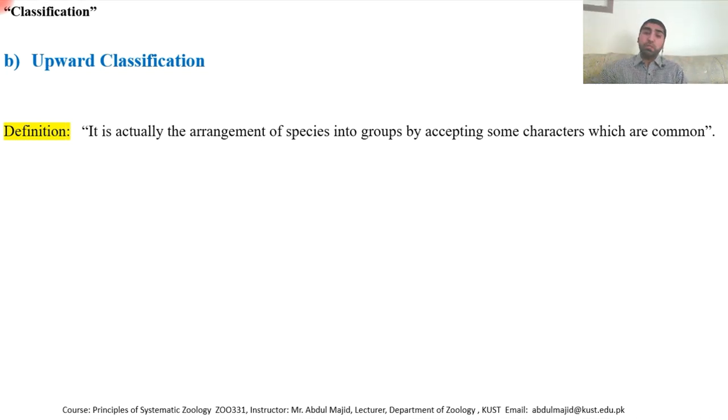So it is the arrangement of species into groups by accepting some characteristics which are common. For example, all the canines which have canine teeth are placed in one genus, known as Canis. So the dog, the jackal, the wolf are placed in one group, Canis. Why? Because they have certain common characteristics, and those common characteristics are the presence of canine teeth.